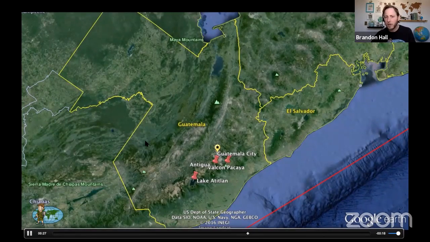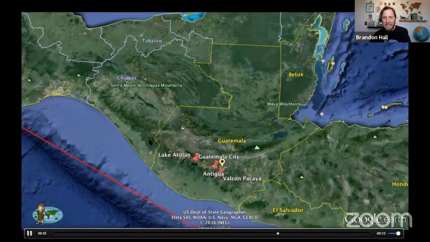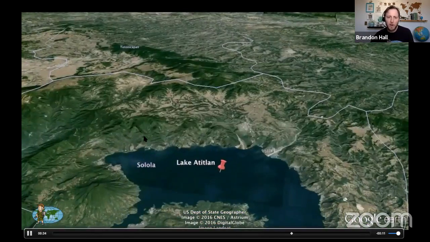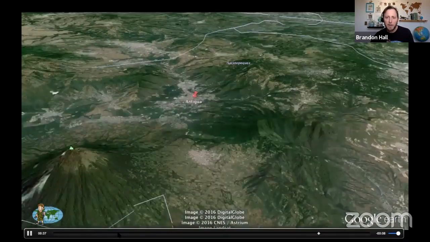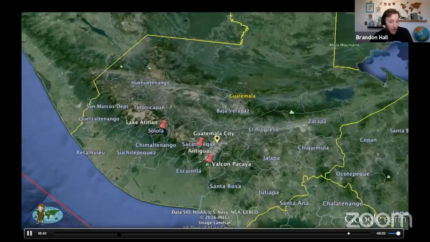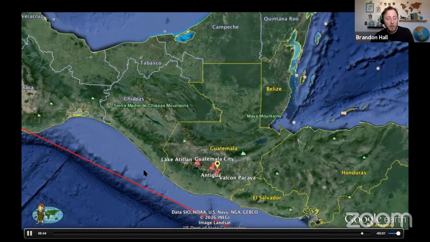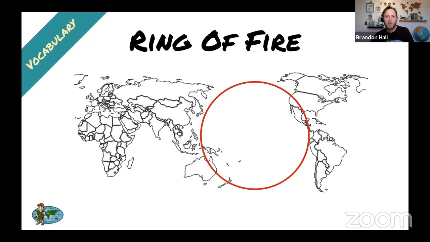Today, we'll be focusing on 3 locations, and those are Lake Atitlan, which is an ancient volcano. It's a crater lake. We have Antigua, which is a city surrounded by volcanoes, and Volcan Pacaya. Volcan Pacaya is an active volcano that we're going to hike up virtually, of course, on today's Learn Around the World virtual field trip.